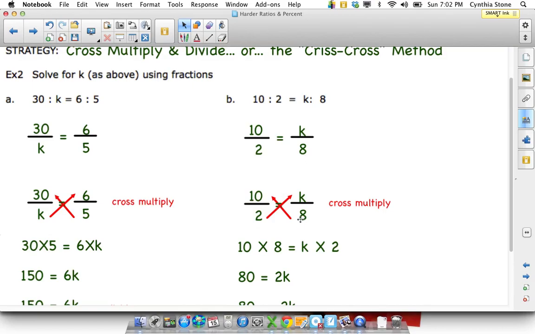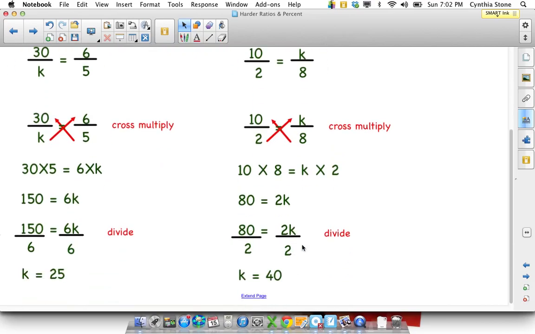Cross multiply. Send the 8 to the top there and the 2 to the top there. 10 times 8 equals k times 2. So 80, which is 10 times 8, equals 2k. The next step, divide, right? Cross multiply, then divide. So you divide the 2k by 2 to get k by itself. k equals 40. Okay, because 80 divided by 2 is 40.